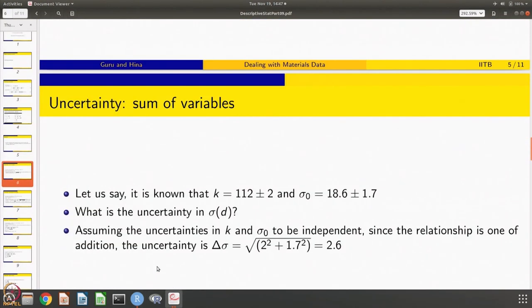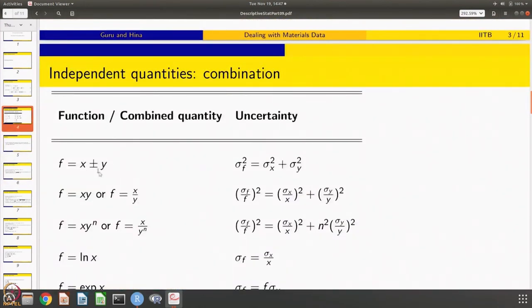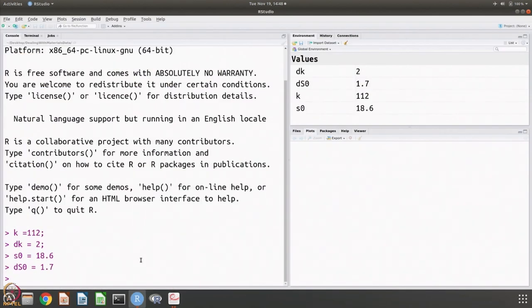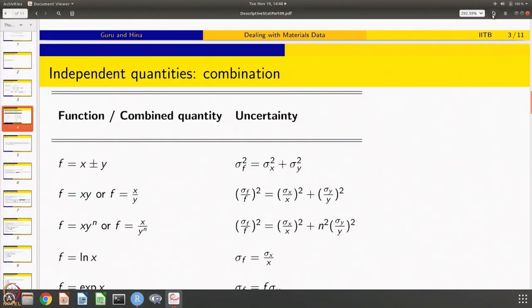So if it is x plus or minus y, then sigma f squared is nothing but sigma x squared plus sigma y squared. So that is the uncertainty. The uncertainty just gets added up in quadrature, so you will get the square root of 2 squared plus 1.7 squared. So that is of the order of 2.6. That is what we are finding here.